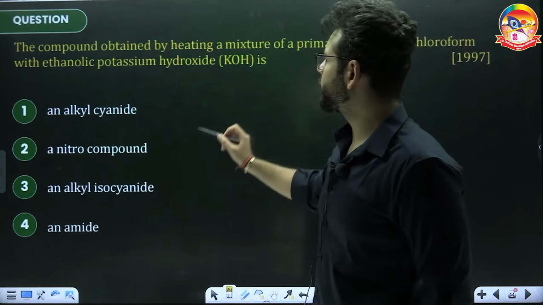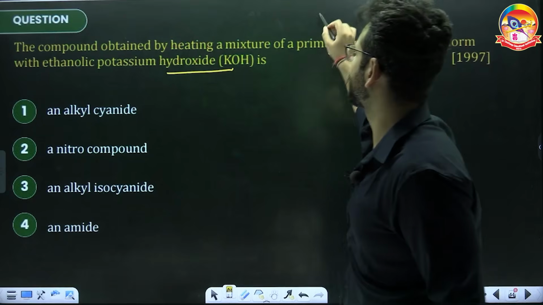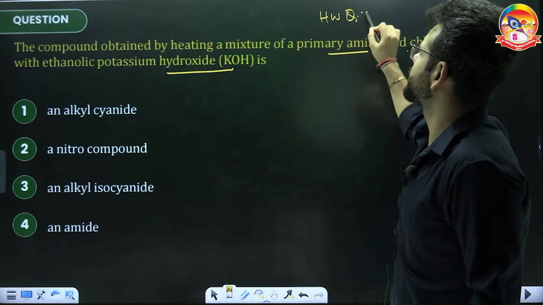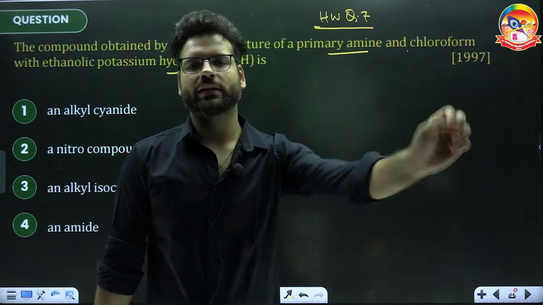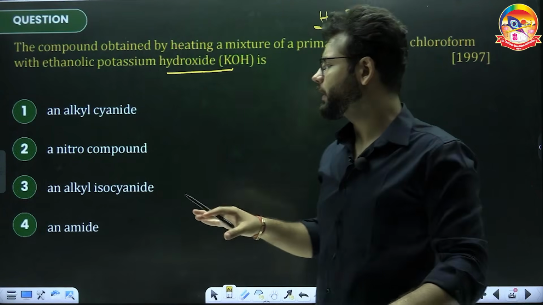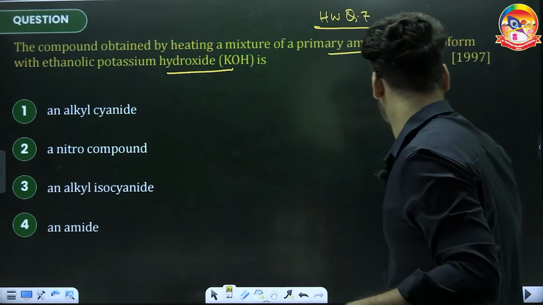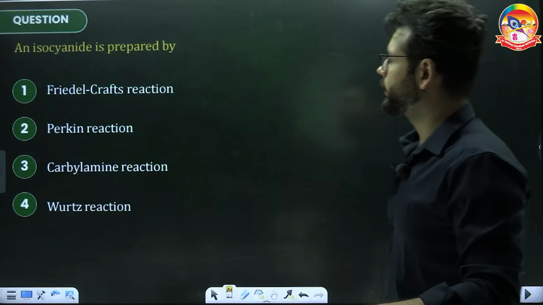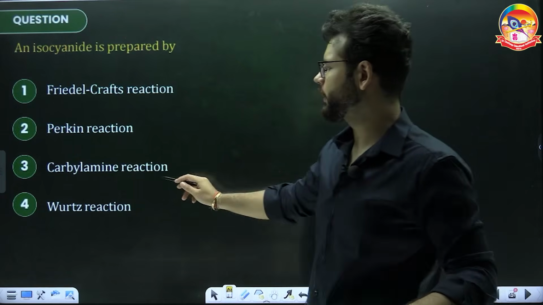The compound obtained by heating a mixture of primary amine and chloroform and KOH. Homework question number 7. In the comment box, you can tell me. Just now I have told you this test. It has a name. For question number 7, tell me the answer and tell me what is the name of the test. Okay. Moving ahead. Again, same question. Isocyanide test, okay, prepared by carbylamine reaction.